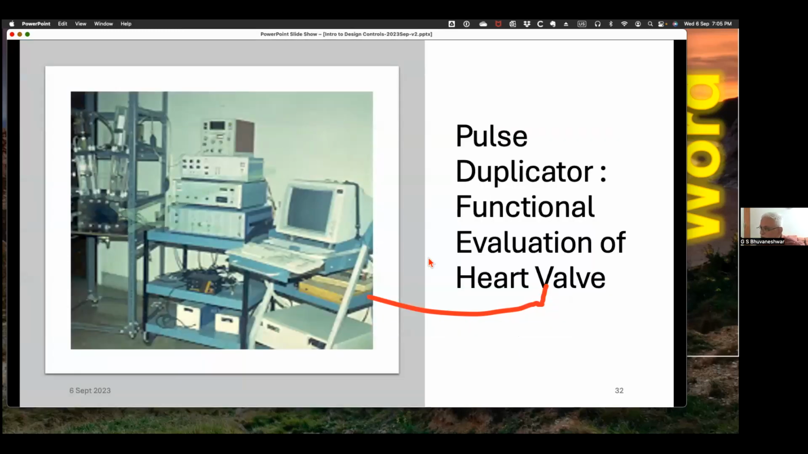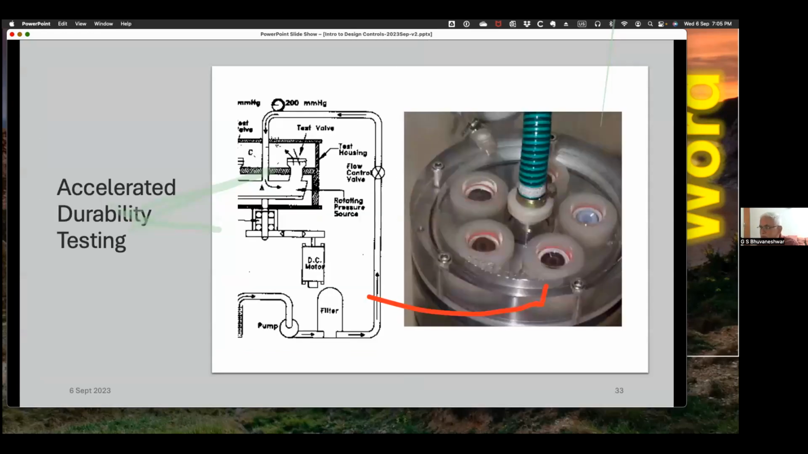This is the other one, the pulse simulator. This basically looks at the functional performance of the valve by simulating a pulsatile flow through the valve. So this is something like a left heart simulator on the left side. And this is the PC-based control system that was developed for data acquisition. In fact, this was model 2 of a pulse duplicator. So there's a lot of work in developing these test systems.